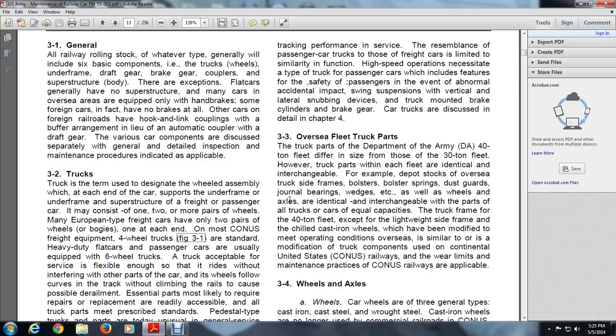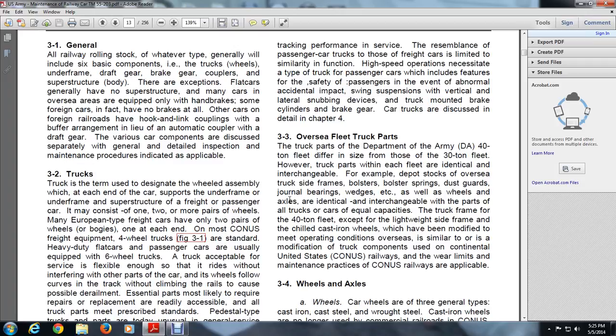3-2. Trucks. The term designates the wheel assembly which, at each end of the car, supports the underframe and the superstructure of the freight or passenger car. It consists of one, two, or more pairs of wheels. Most European-type freight cars have only two pairs of wheels, or bogies, at each end. One of the most common freight equipment with four-wheel trucks is the standard heavy-duty flat car.